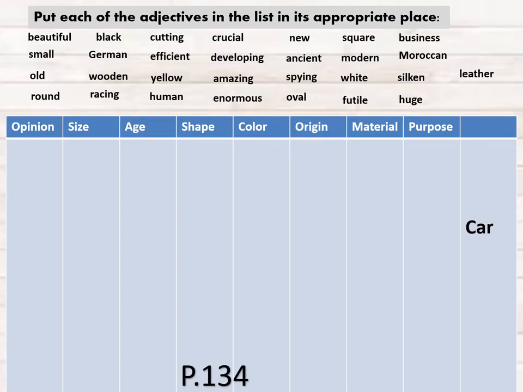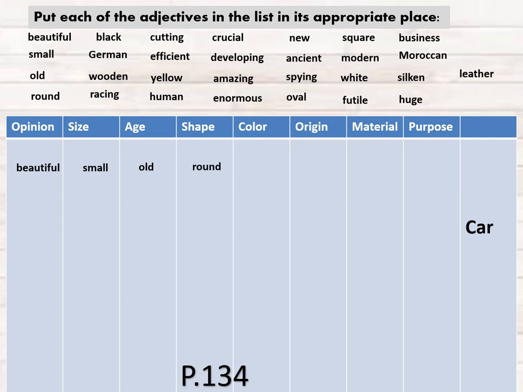On your book, page 134, it says, put each of the adjectives in the list in its appropriate place. It doesn't matter if you don't have your book in front of you, because I have everything here. So look at the word beautiful. What type is it? Is it opinion, size, age, shape, color, origin, material, or purpose? Of course, beautiful is opinion, yes. Then what about small? Small is, of course, size, yes. Old, yes, of course, age. How old are you?